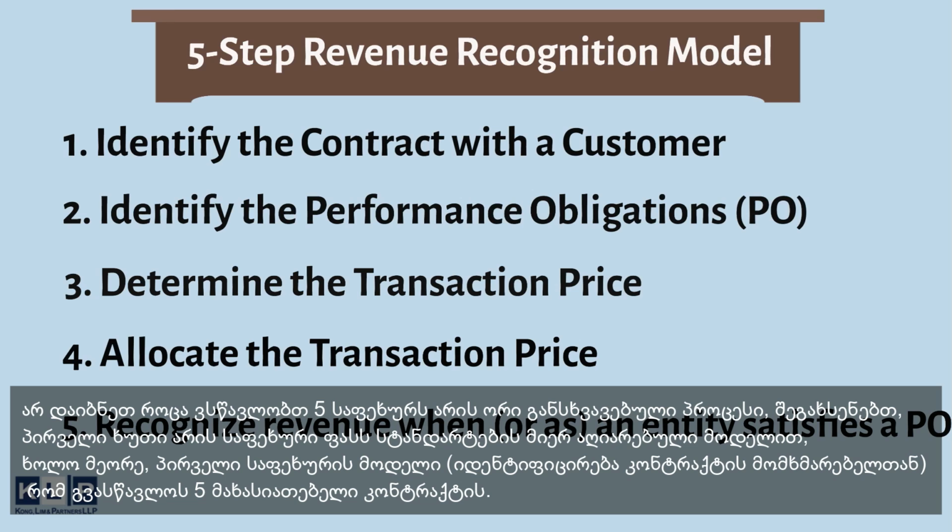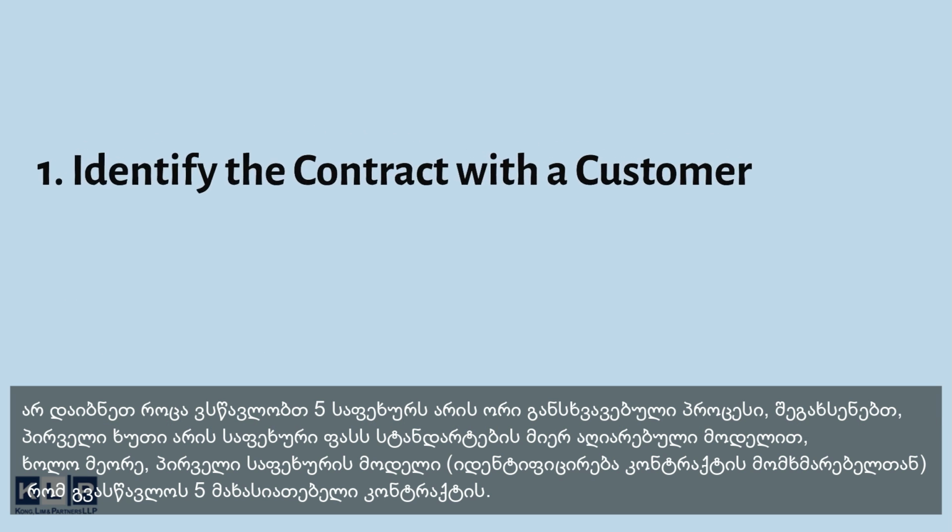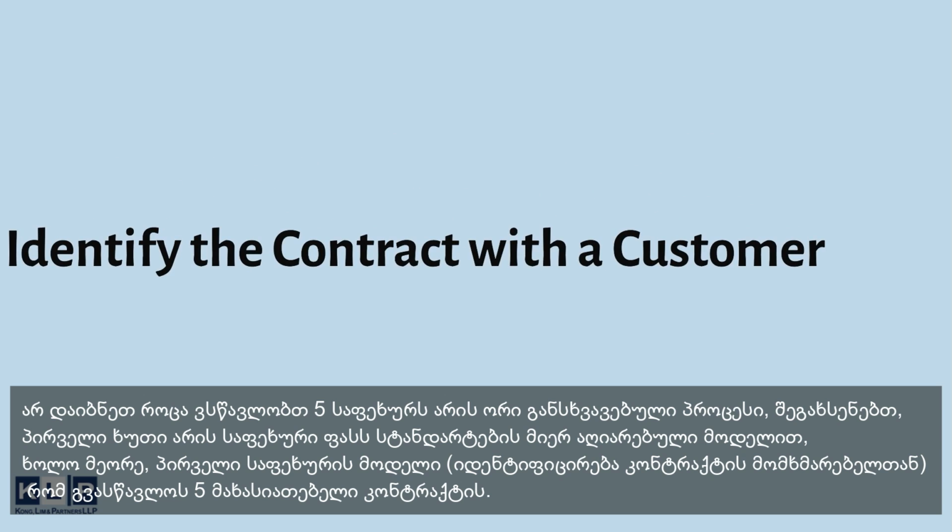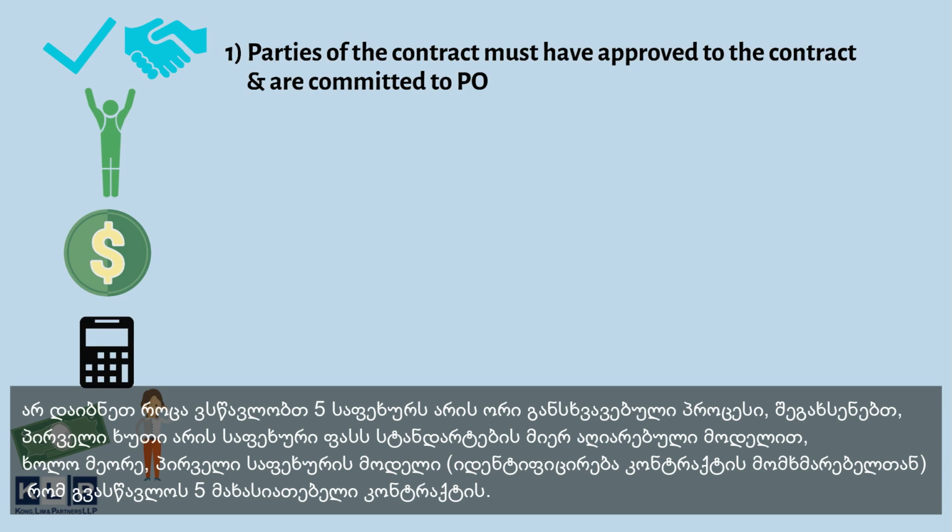Do not be confused, as we have just learned 5 steps in 2 different processes. Let us recap. The first was learning the 5-step process of the IFRS recognition model. The second is within step 1 of the model, teaching us the 5 attributes to meeting a contract.